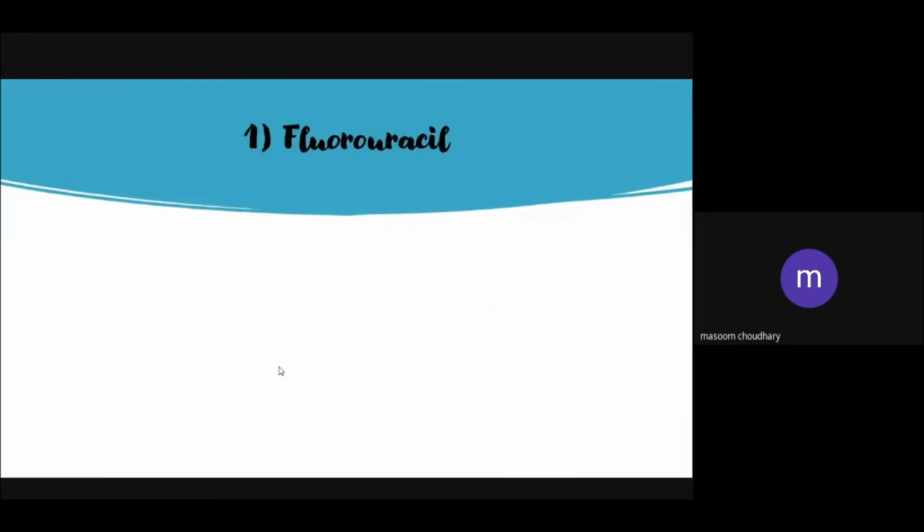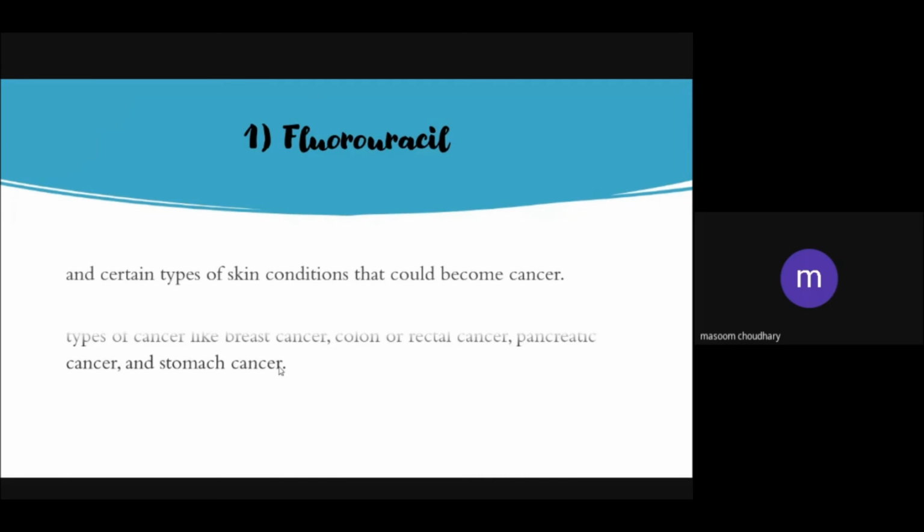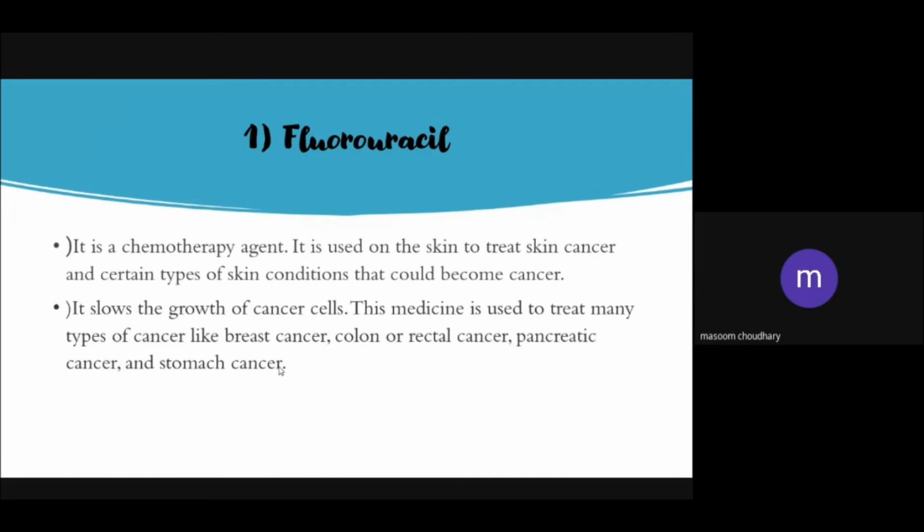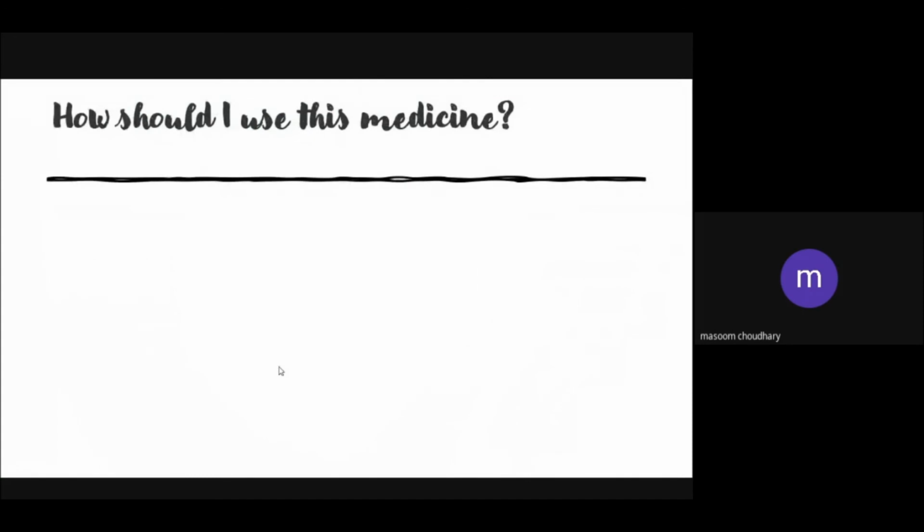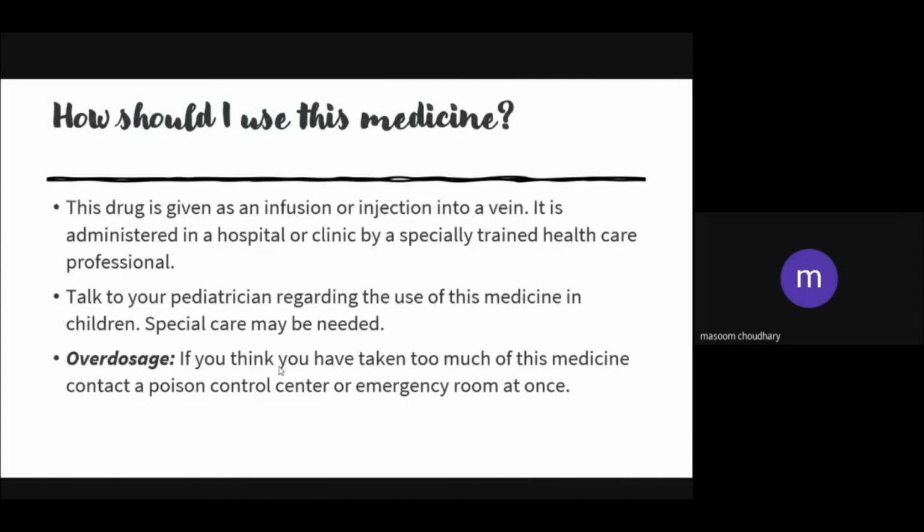Now, let's move on to the main topic. My first drug that I have chosen is fluorouracil. Fluorouracil is a chemotherapy agent. It is used on the skin to treat skin cancer and certain types of skin conditions that could become cancer. It slows down the growth of cancer cells, which is very important. This medicine is used to treat many types of cancer like breast cancer, colon or rectal cancer, pancreatic cancer, and stomach cancer.